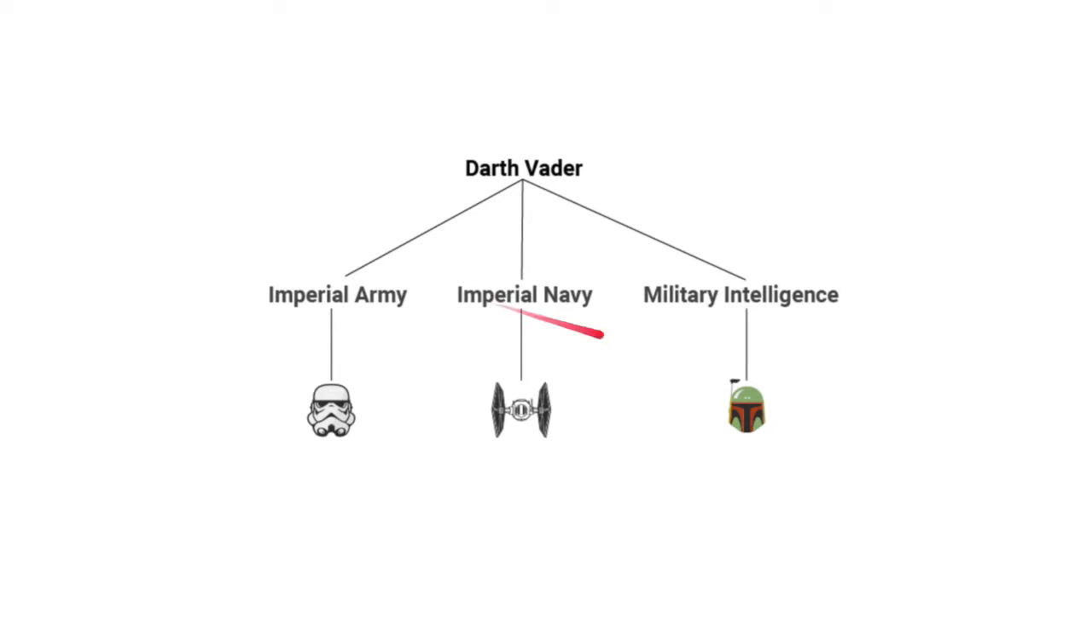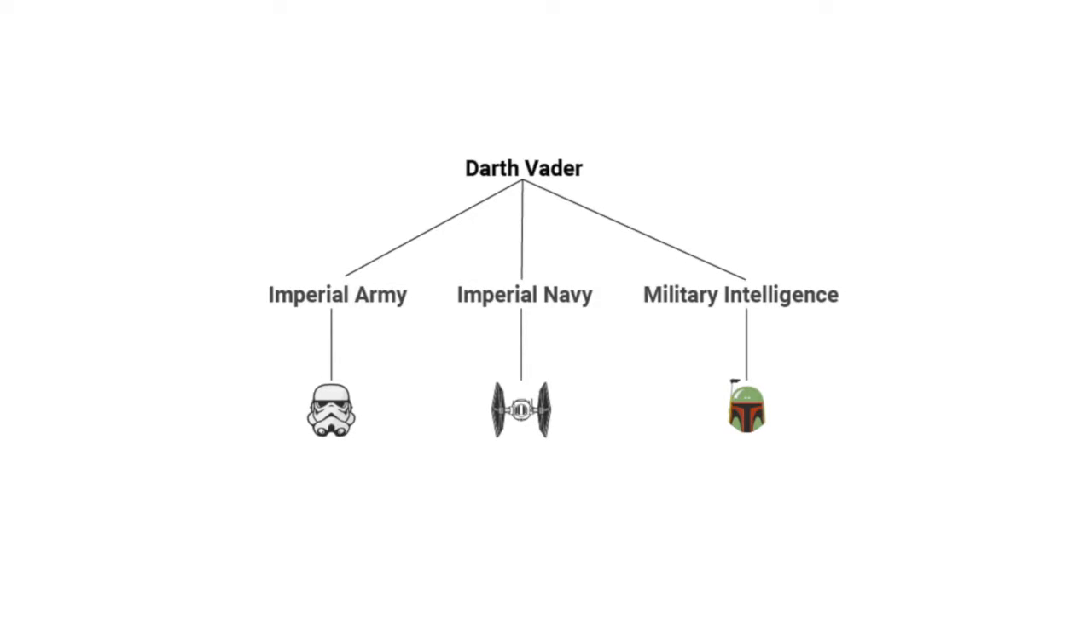Darth Vader has deployed three different factions: the Imperial Army, the Imperial Navy, and military intelligence. All of these different factions are looking for the rebel base in different locations. The success of this mission depends heavily on Darth Vader's leadership, because all of these three factions are directly reporting to Darth Vader and then standing by for commands from the top.